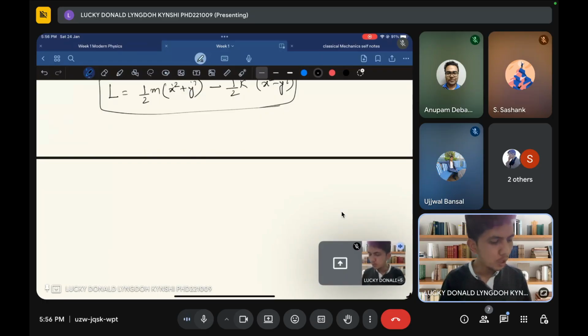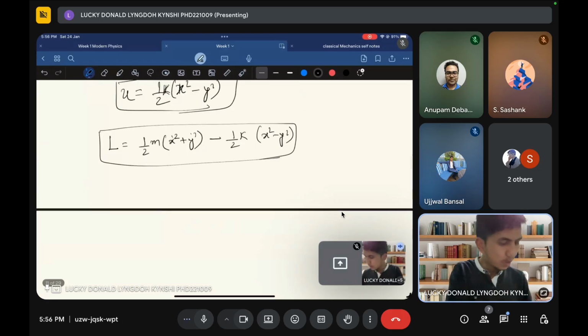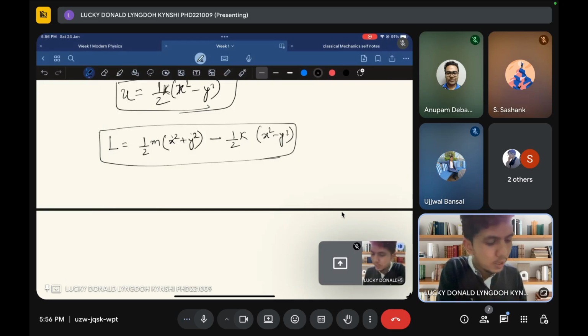Before I go to the Hamiltonian, let me just calculate a little more, so that it will be easy. I have mentioned to you that your Hamiltonian is usually expressed in terms of x and momentum, right?